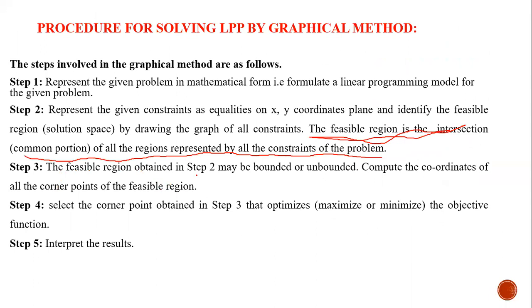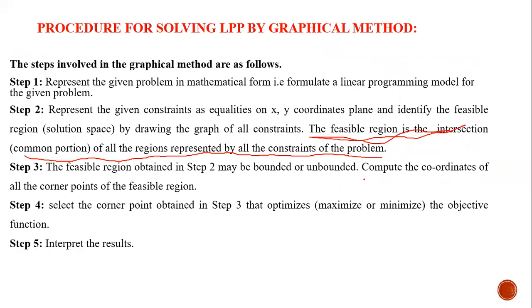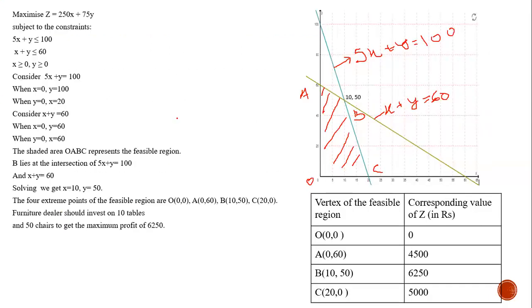The feasible region obtained in step 2 may be bounded or unbounded. In this case, the feasible region obtained is bounded. So we can see it is bounded. Then what does it say? The next step says compute the coordinates of all the corner points of the feasible region. So we want to find the coordinates of all the corner points of the feasible region.